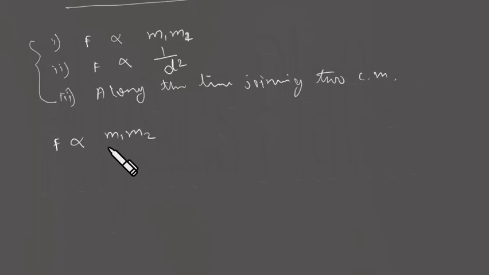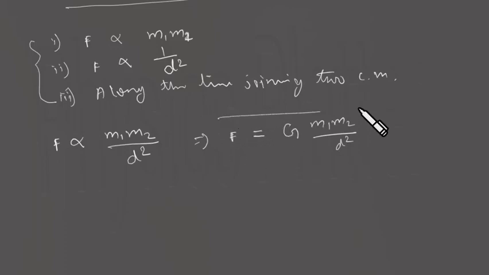Now if we combine them together, we can write that F is directly proportional to the product of the masses and inversely proportional to the square of the distance. If we make an equation out of this law, then we have to put a constant of proportionality, which in this case is capital G. So F equals G m1 m2 by d square, where F is the force, G is the constant of proportionality, m1 is the mass of the first body, m2 is the mass of the second body, and d is the distance between the two masses. This is the equation for the universal law of gravitation.